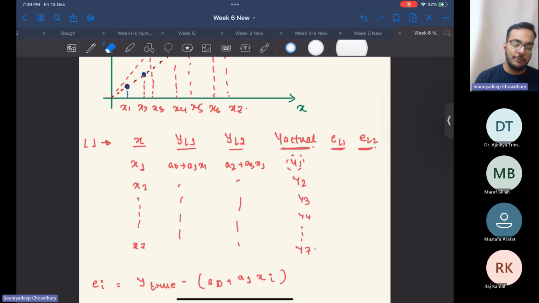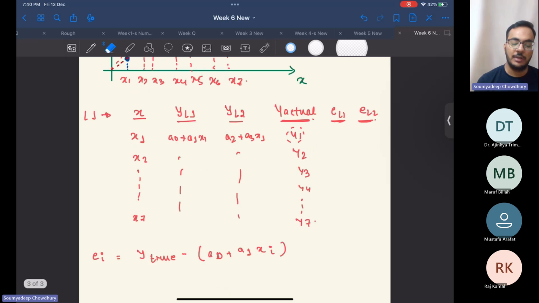You know your true value, which is y1, and as predicted by L1 it is a0 plus a1x1. Similarly, for L2 it is a2 plus a3x1 for x1. Then you find out the errors for each one. For each data point you find out the error by line L1 and the error by line L2. Wherever the error is less, that line is actually your line of best fit.